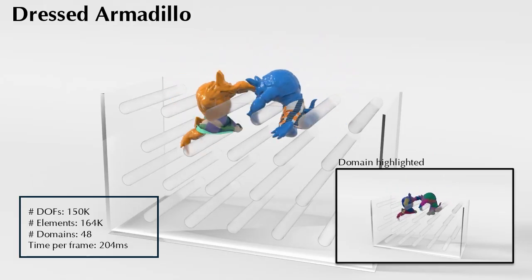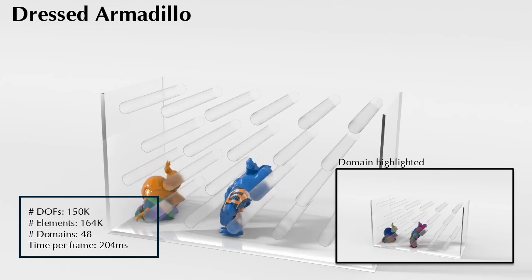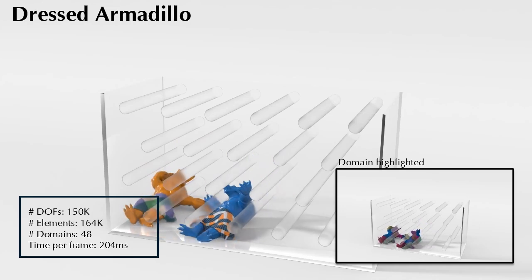While our primary focus is high-resolution cloth simulation, our method can also be used to simulate volumetric deformable models. In this scene, 2 dressed armadillos fall into a container. On average, each time step takes 200 milliseconds.